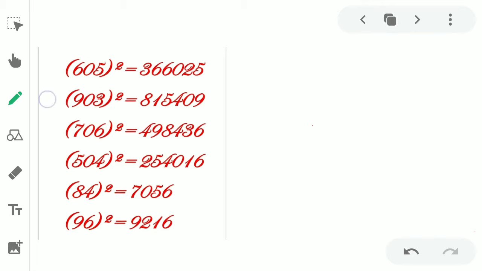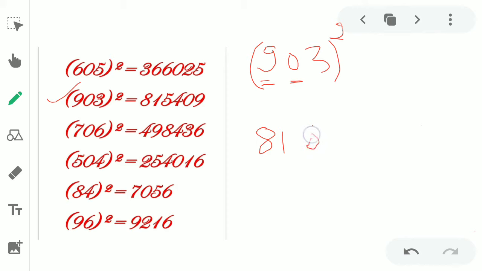Let us take an example. We have to find the square of 903 using the short trick. First of all, we take the first digit 9. We will write the square of it, which is 81. Then we take the second digit 0. We will write the square of 0, which is 0, but we will write it in 2 digits, 00. Similarly, we will find the square of 3, which is 9. We will write it in 2 digits as 09.